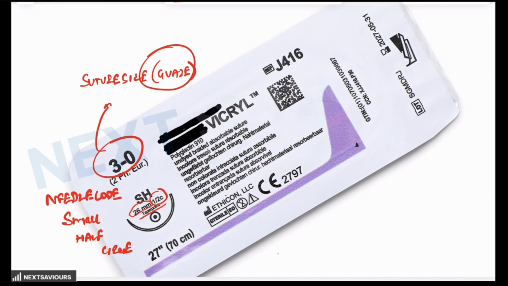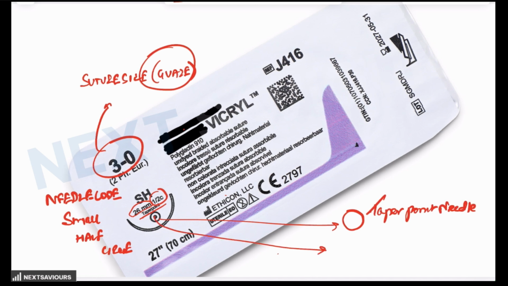Now we come to this circle, which is the outer circle. That means a hollow circle. As we have already talked about, this symbol is indicative of a taper point needle. And this black dot which is present inside this circle is indicative of needle position. What does it mean, needle position? If this is the suture packet, this is the left side and this is the right side. So the needle is positioned on the left side, so you have to open the suture from the right side.